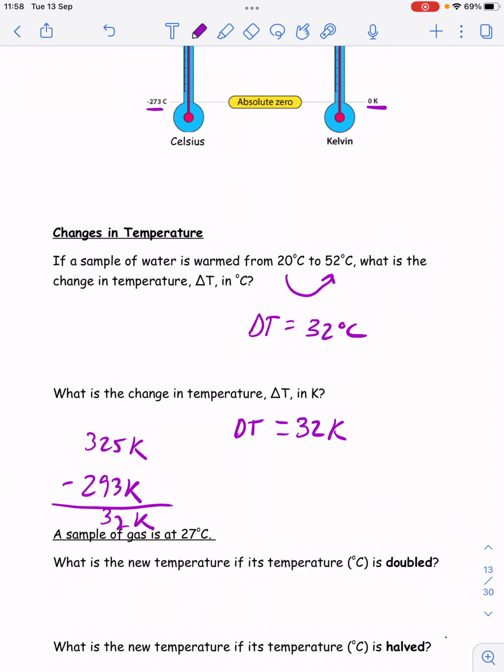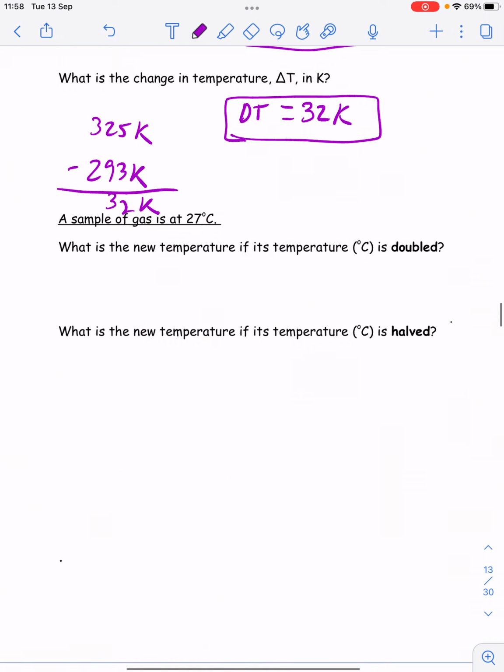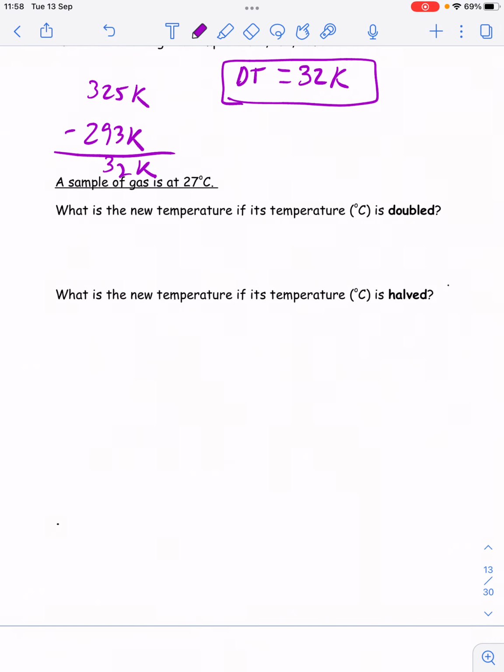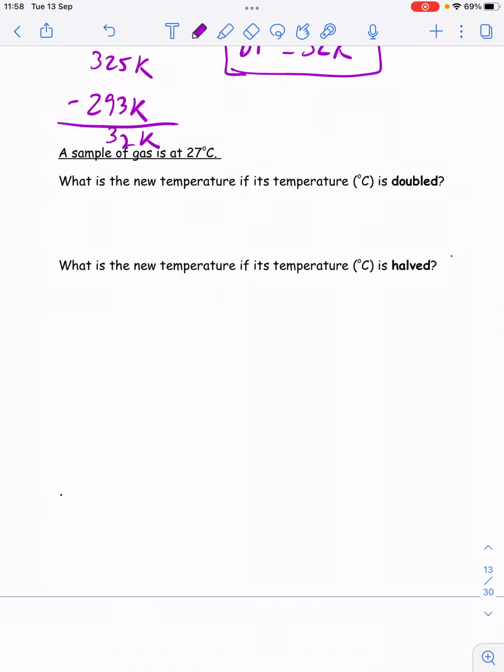So when you do changes in temperature, sometimes you'll see in the data booklet that it says delta T and it lists the units as kelvins. You can also use degrees Celsius if you are doing anything with a change in temperature. But when we do calculations, and especially as we move into what are called the gas laws, and we talk about gases, it's really important that we're using kelvins. And here are some examples. In some gas law questions, they're going to talk about doubling or halving the temperature.